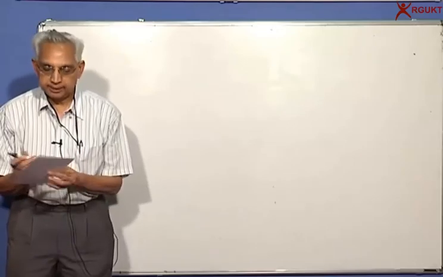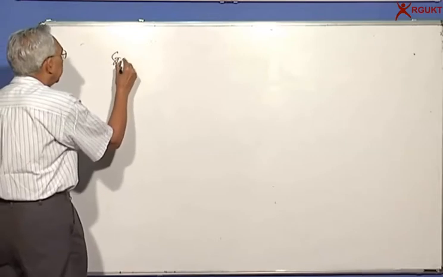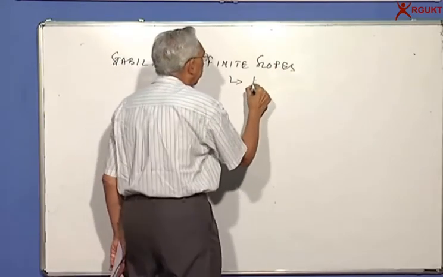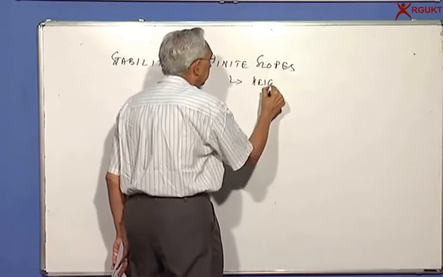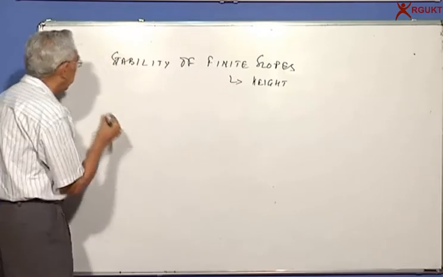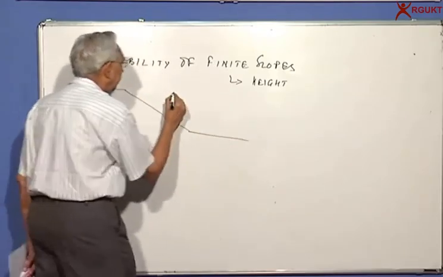Welcome to lecture 32. Let's study the stability of finite slopes. Finite means finite height. The height of the slope is finite. It's not infinite like the one we considered earlier. So let us look at a slope of height h.